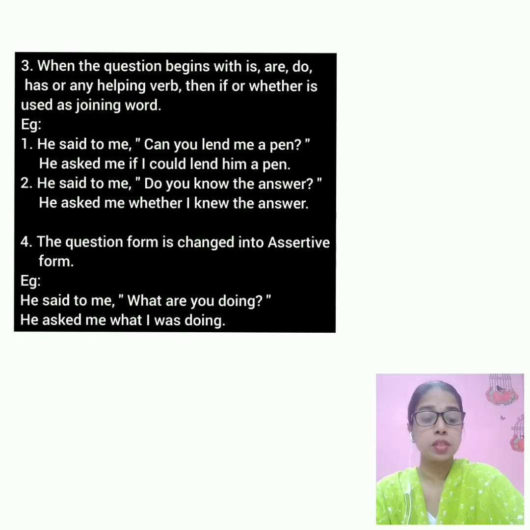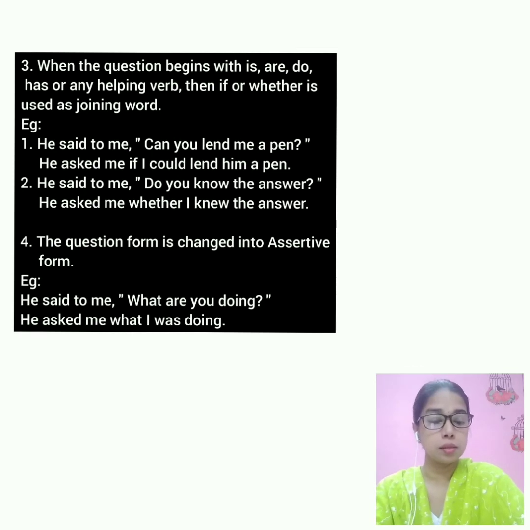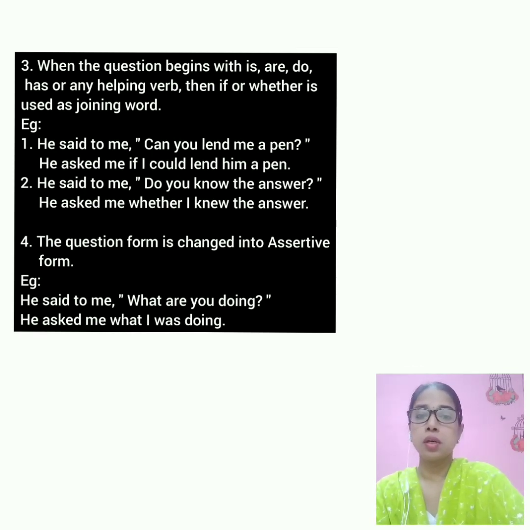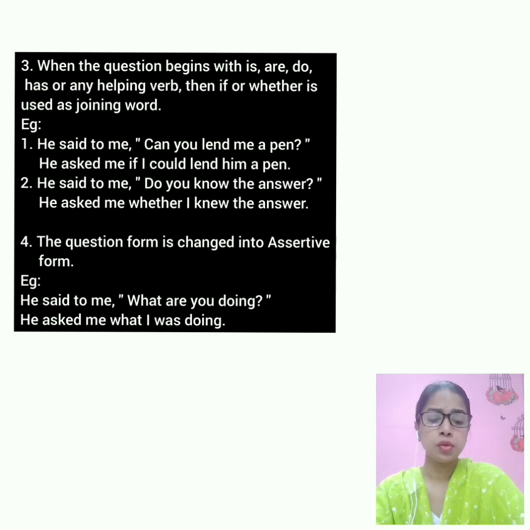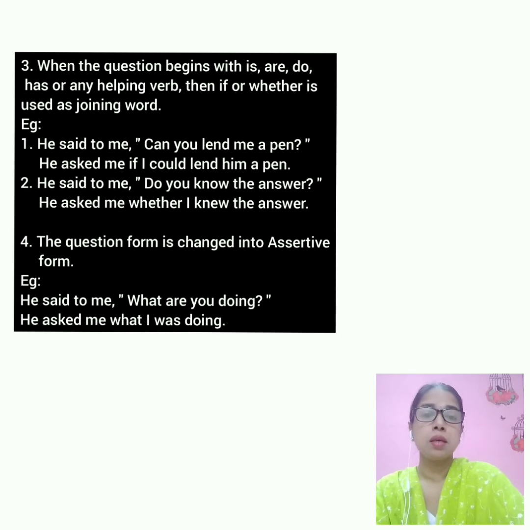In the direct speech it is, he said to me, do you know the answer? So here also the answer to this question is either yes or no, and you will be using the joining word if or whether. But remember here children, that if your question begins with do, did or does, then you will remove that word in the indirect speech.